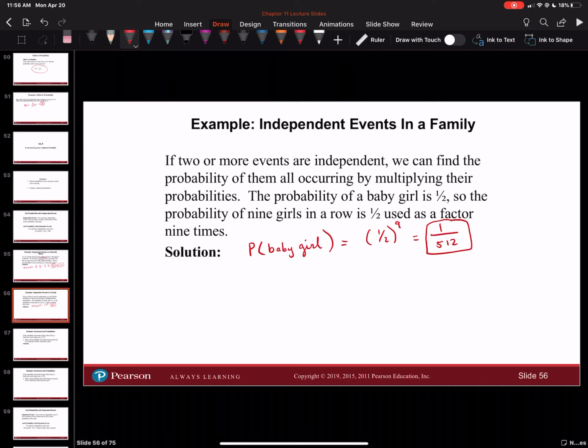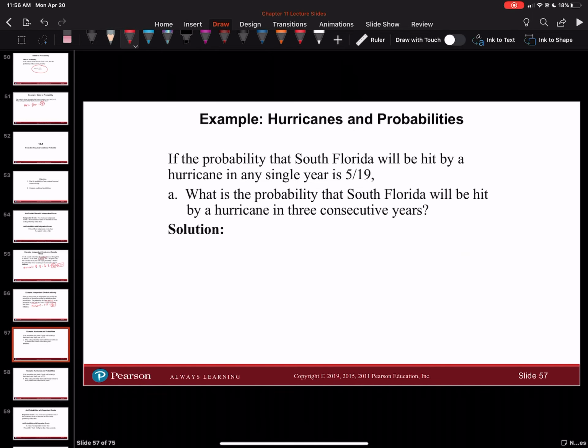So just make sure when you're doing these problems, you understand what the question is asking. Make sure you also underline stuff that is important. All right? So let's look at this.